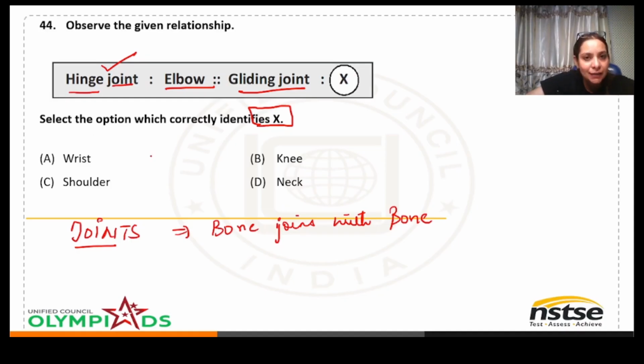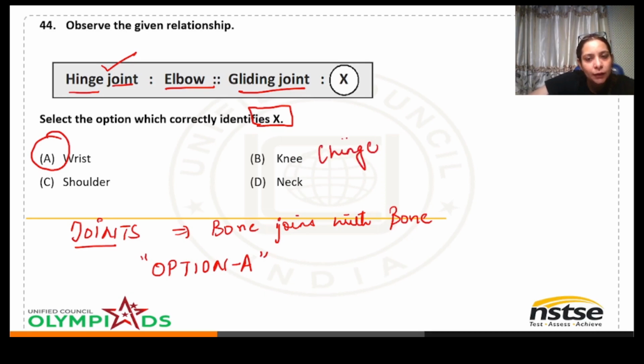So here, to identify X, we have a few options: A as wrist, B as knee, C as shoulder, and D as neck. And out of this, gliding joint is present in wrist. So which option is correct? Option A is correct. Otherwise, if I talk about knee, knee is also a hinge joint. It is not a gliding joint, it's a hinge joint.